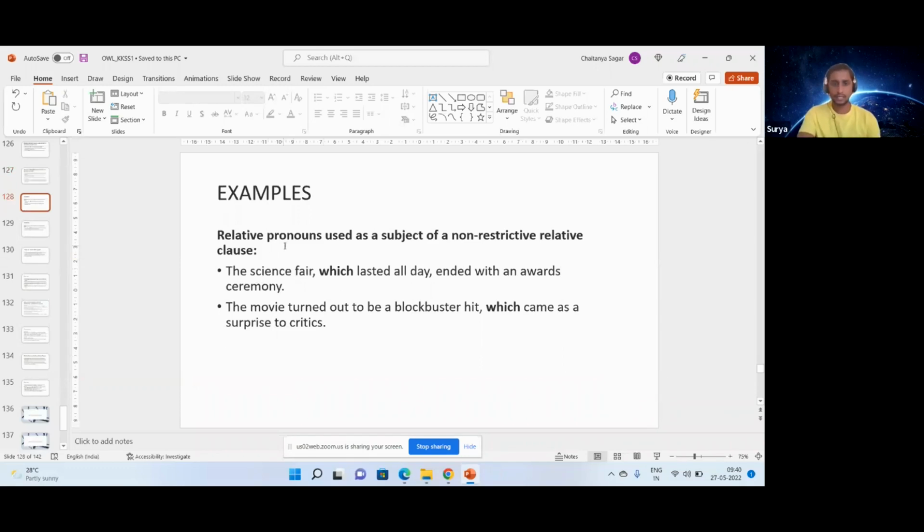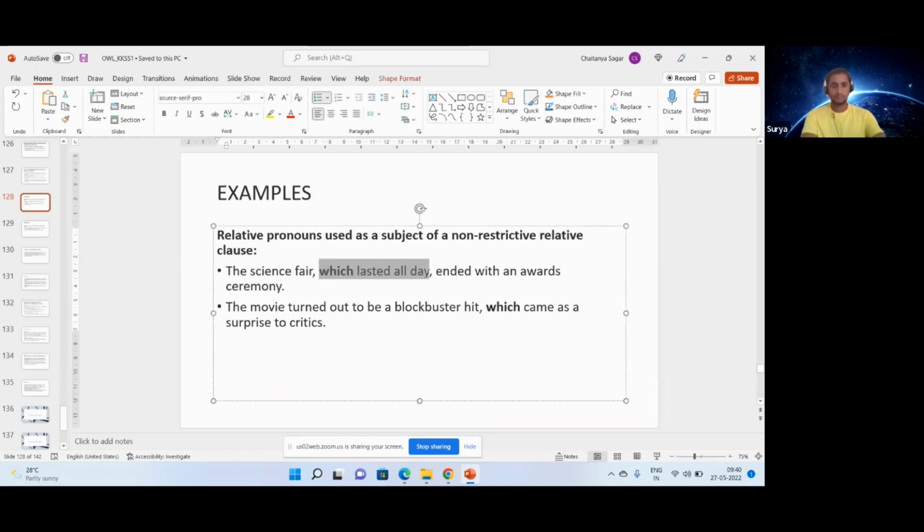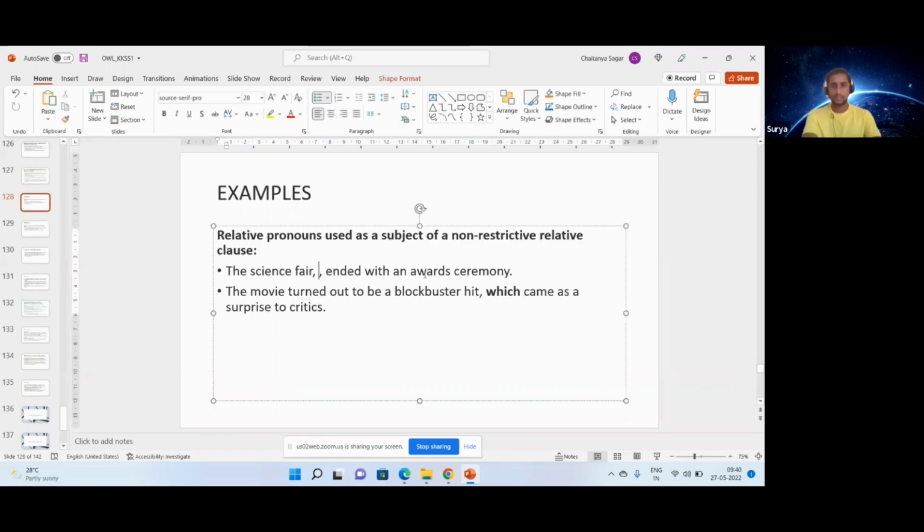In this case, relative pronouns are used for the subject. If you see, the science fair, which lasted all day, ended with an awards function. If you just remove the information provided between the commas, which lasted all day, the science fair ended with an award ceremony still stands the same, because what you wanted to say is the science fair ended with an award ceremony.